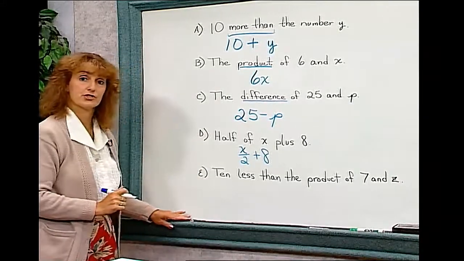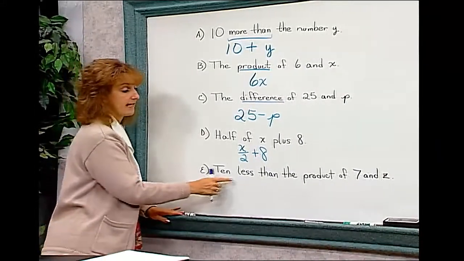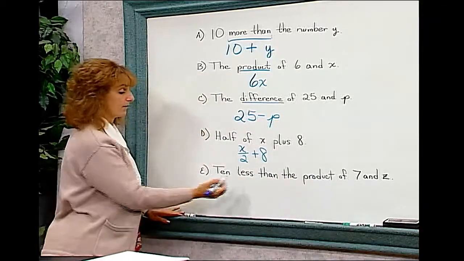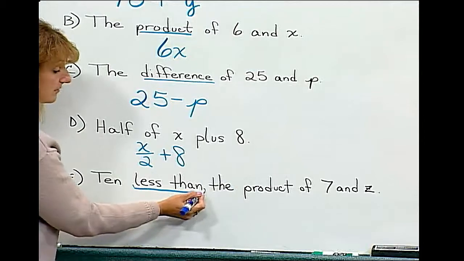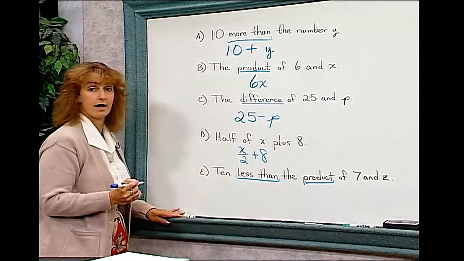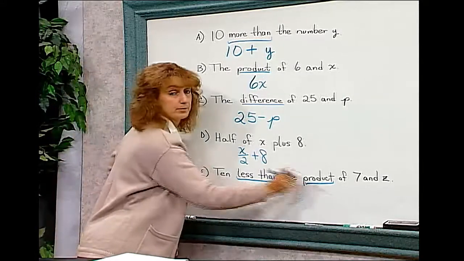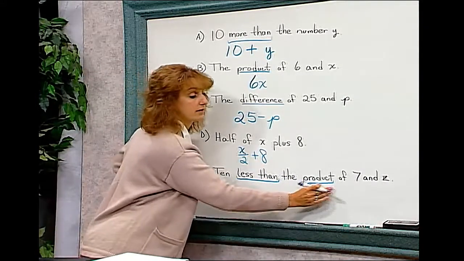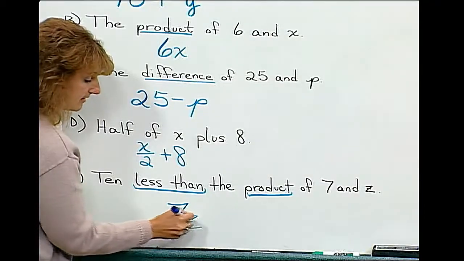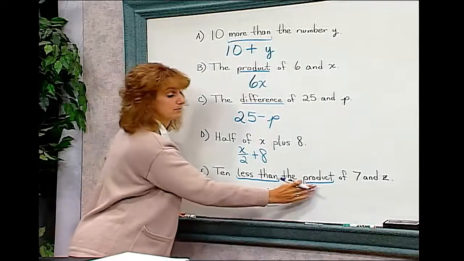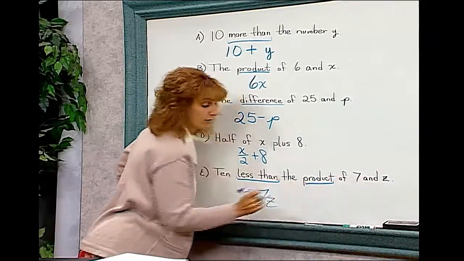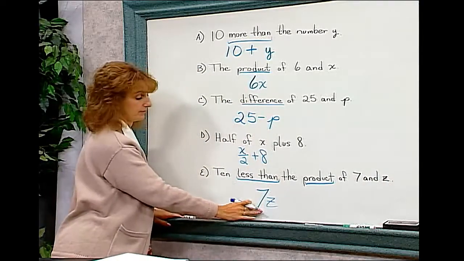The last example is a tricky one. It says 10 less than the product of 7 and z. Now we know less than is going to mean to subtract, and product means to multiply. So let's start with the multiply first. The product of 7 and z would be written 7z. We know that because product means multiply. When we have a number and a letter, we don't need to show that multiplication symbol.